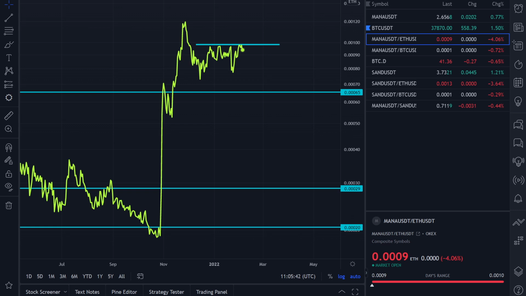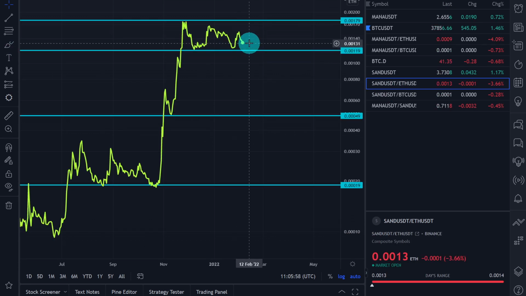So just looking at how the cryptocurrencies are currently doing versus the largest of the altcoins, versus Ethereum, MANA might be somewhat heated. Sandbox could be a potential buy if you like to trade these sideways trading ranges.